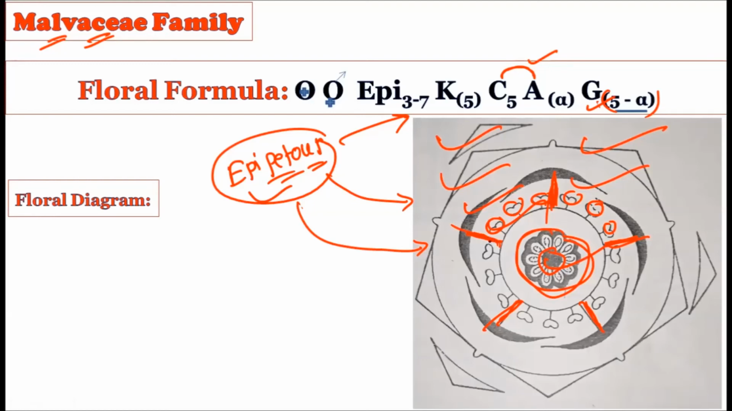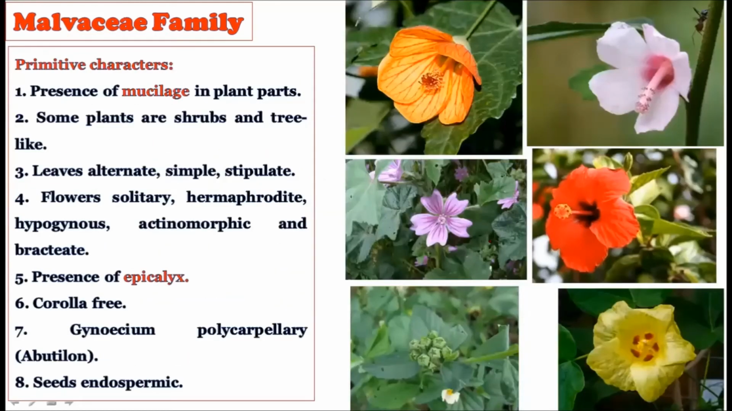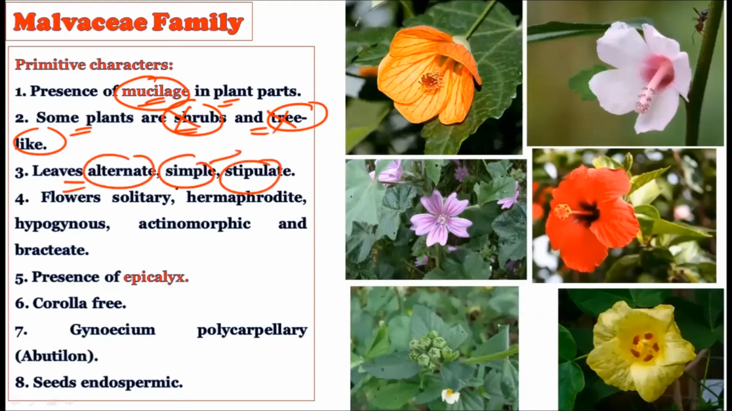So this is how the floral formula and the floral diagram are there for the Malvaceae family. Now let us consider which type of primitive characters are actually shown by the Malvaceae family. The presence of mucilage in the plant is considered a primitive character. Then some plants are shrubs and trees. As you know, herbs are considered an advanced character, while shrubs and trees are considered primitive. So the majority of the members are shrubs and trees, and that is why these are considered a primitive family. Then the leaves are alternate, simple, and stipulate. These are also primitive characters.